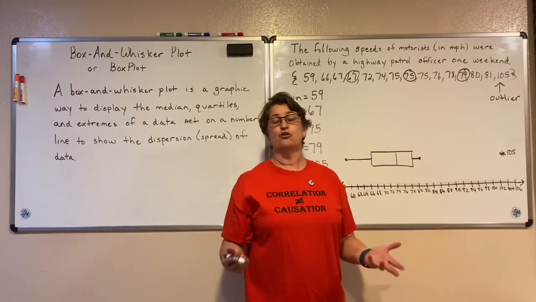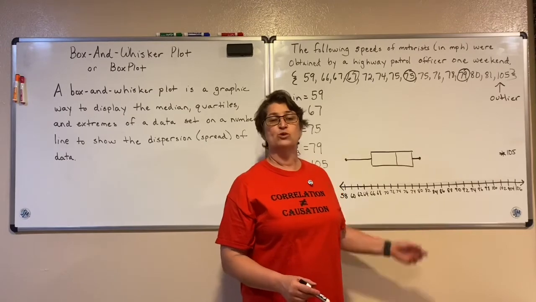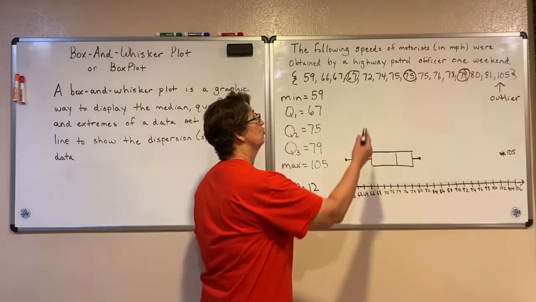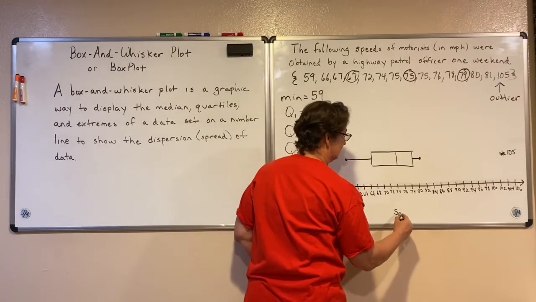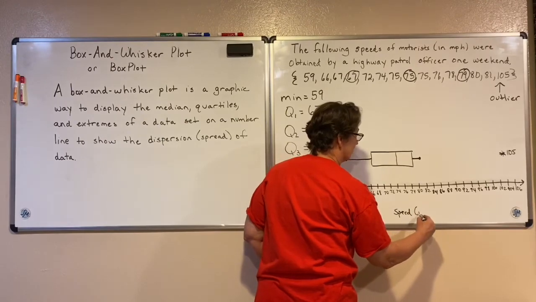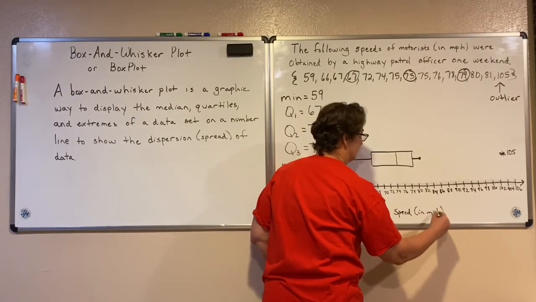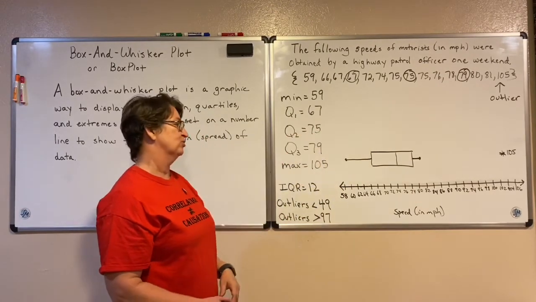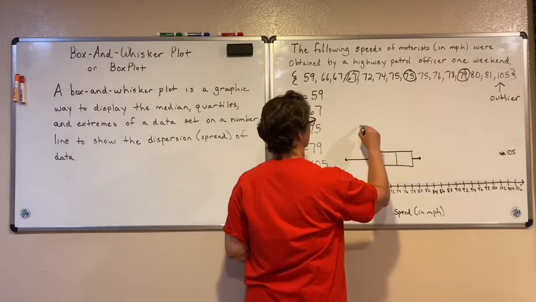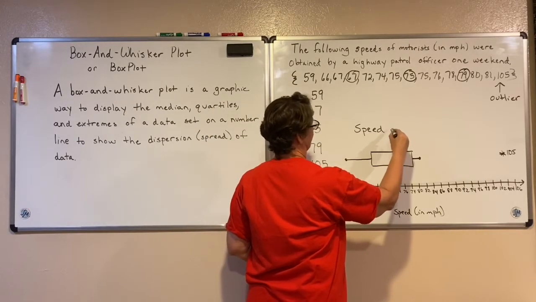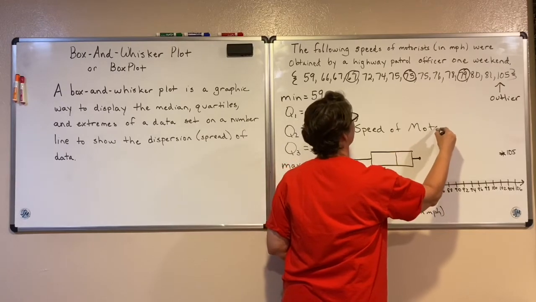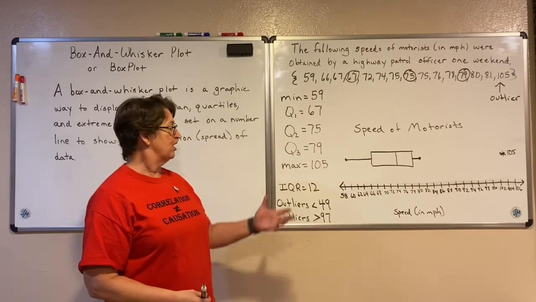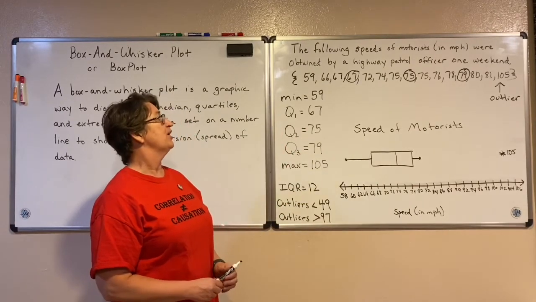Then, like all other good graphics, my box and whisker plot needs to have labels and a title. So down here, these numbers were the speed in miles per hour, so I just need to let my reader know that. And then I need to have a title on my box and whisker plot. In this case, it was the speed of motorists, or something to that effect. So there we have created a box and whisker plot of those speeds.